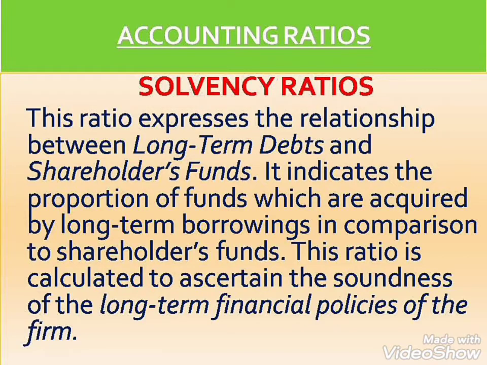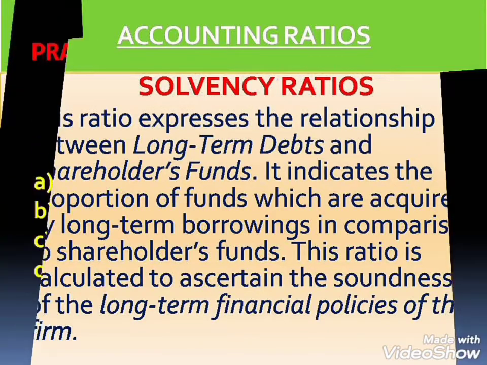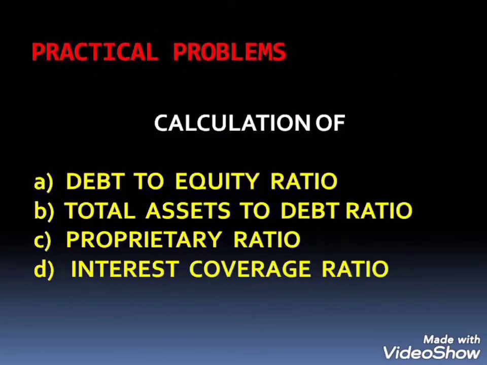If one has to find out the long-term financial soundness of the business, he will have to calculate the solvency ratios. Under the solvency ratios, the various ratios to be calculated are debt to equity ratio, total assets to debt ratio, proprietary ratio, and interest coverage ratio. These are the four main ratios to be calculated under the solvency ratios, and we have to go through the practical problems for these ratios.